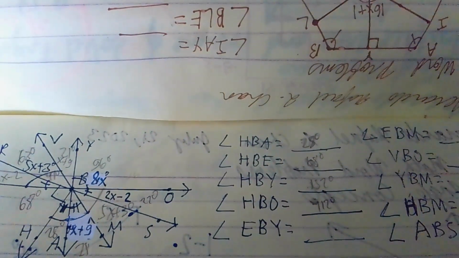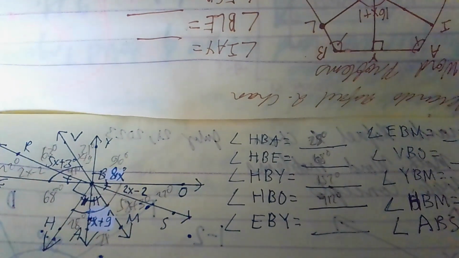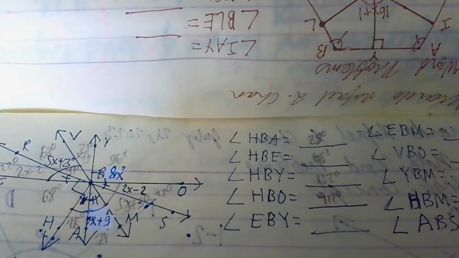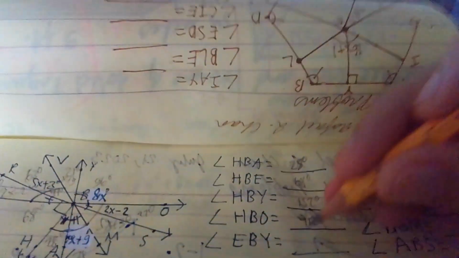EBY, that's easy. 84 degrees. Why? Because remember, 5x plus 3, that's the measure of angle EBV. And angle EBV and angle BBY are adjacent. And they make a pair of angles such that angle EBY measures 84 degrees. So that is already confirmed.